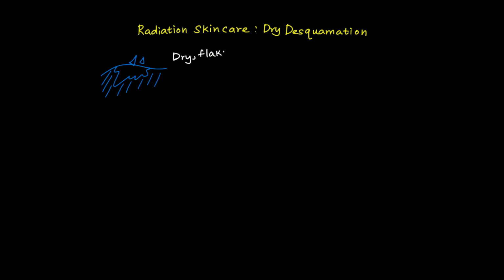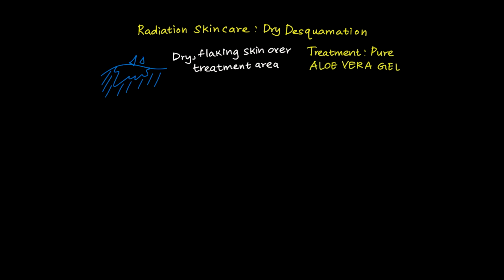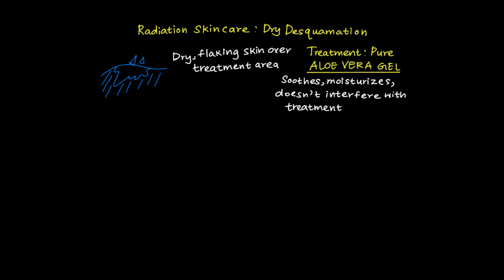The patient is getting external beam radiation to the abdomen, and the skin over the treatment area is dry and flaking. That's dry desquamation, the first stage of radiation skin damage. They want to know what they can safely apply. The answer is pure aloe vera gel. Aloe soothes the irritation, provides gentle moisture, and doesn't interfere with treatment delivery. It's the go-to recommendation for dry desquamation.